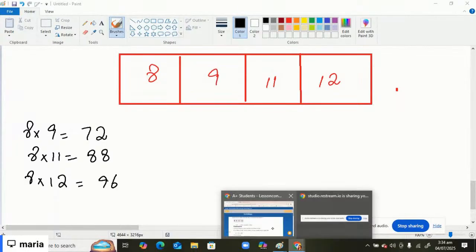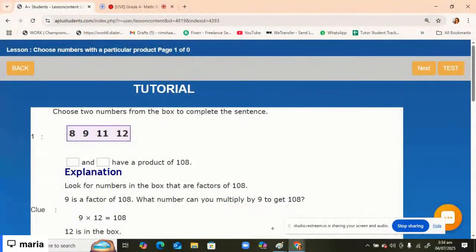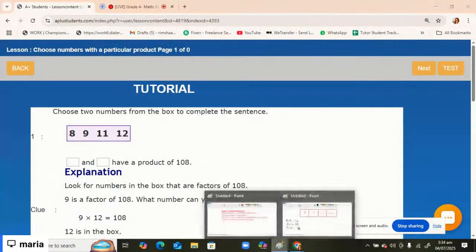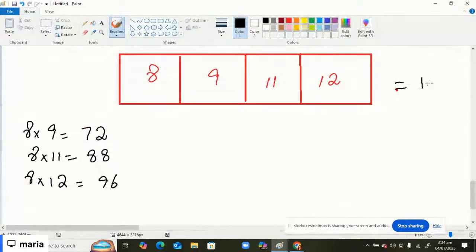What do we do here? We are looking for the product 108. We want to make the answer 108. Which two digits multiply to give the answer 108? Okay. Now in all of it, the answer is not 108. So this means that 8 is not the one.